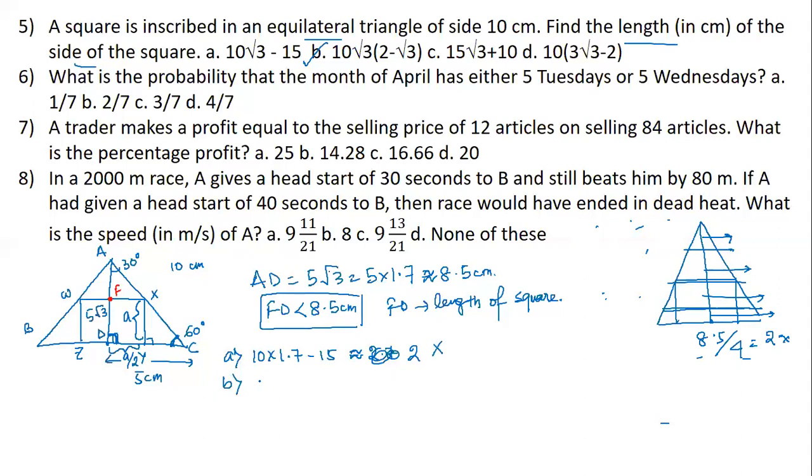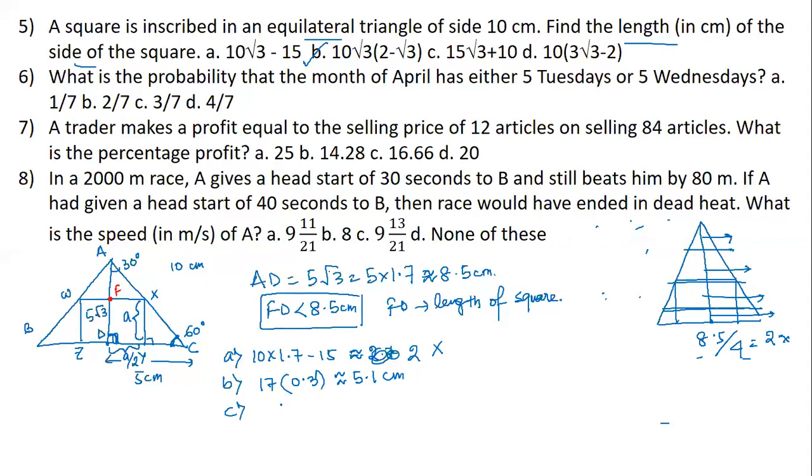Option B. Option B is 10 root 3, which is 17, into 2 minus root 3, which is 2 minus 1.7, which is 0.3. So this is approximately around 5.1 centimeter. Definitely less than 8.5, could be my answer. I'll hold on to it as of now. Let me look at the other options.